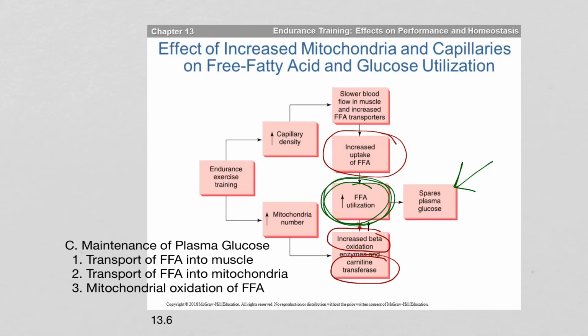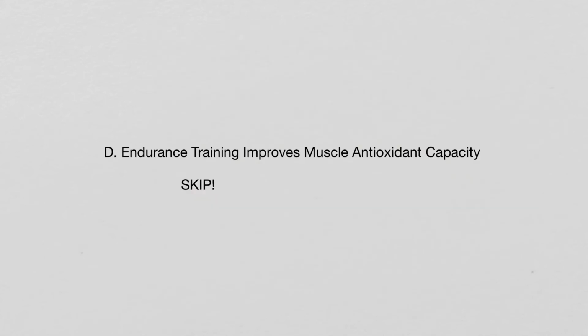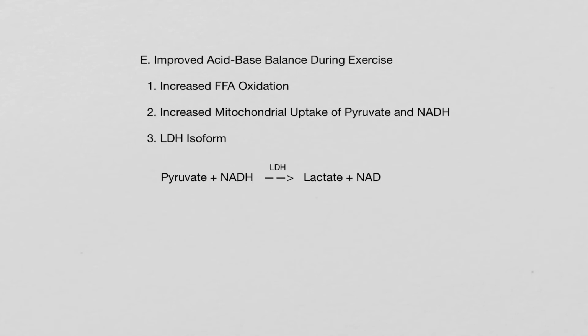Now let's jump to the last section of this lecture. Remember, for Section D, this endurance training improves muscle antioxidant capacity. We're going to skip that. And so we'll go right to E, improved acid-base balance during exercise. Just like the last few topics, the increase in mitochondrial content in the exercised muscle, the trained muscle, is going to be paramount here in carrying out this effect.